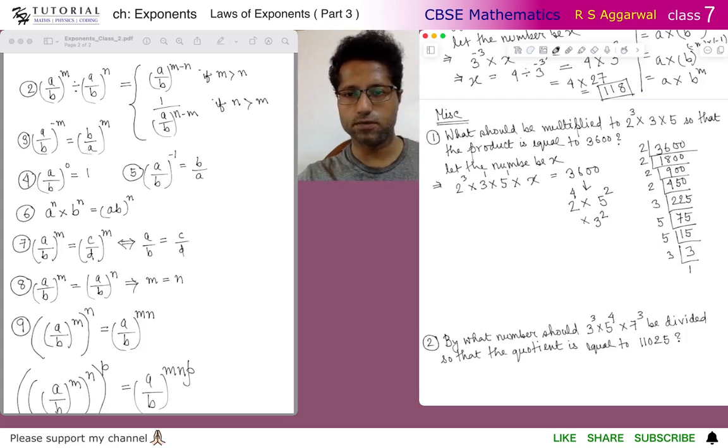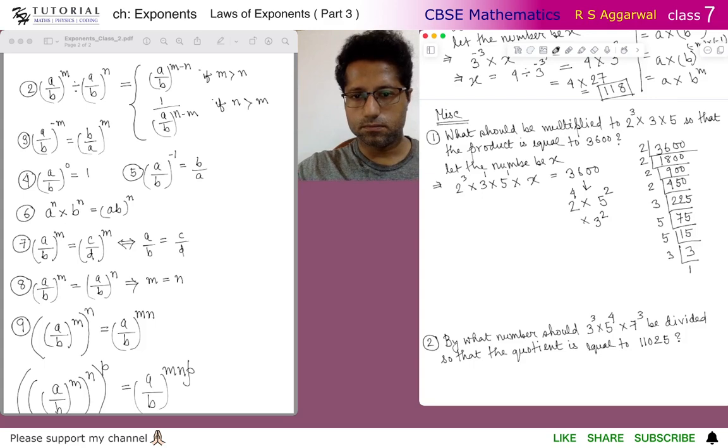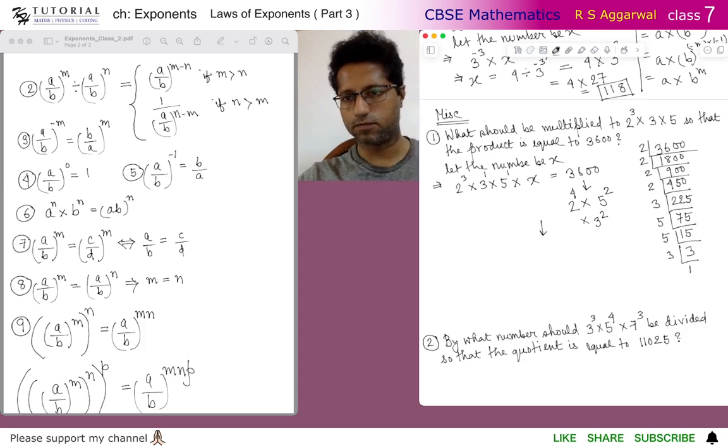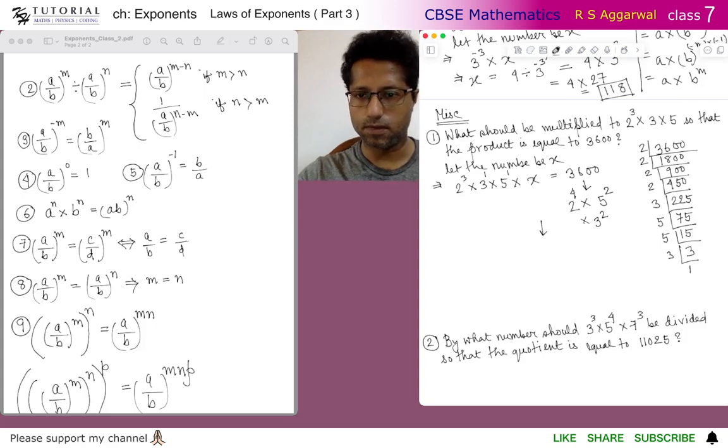So the trick is somehow you have to, from the right hand side, take out 2 cube into 3 into 5 and leave the rest of the factor as it is, and that rest of the factor should be x. I mean, we have expressed 3600 as 2 to the power 4 multiplied by 5 square multiplied by 3 square. From here I want to take out all the factors that are given on the left, that is 2 cube.